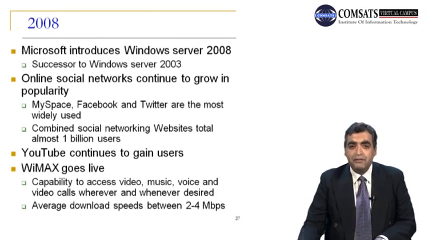YouTube continues to gain users. Now every day we see a lot of small movies, sounds, and funny clips on YouTube. WiMAX goes live. It has the capability to access video, music, voice, and video calls wherever and whenever desired. The average download speed for WiMAX is between 2 megabits per second and 4 megabits per second.